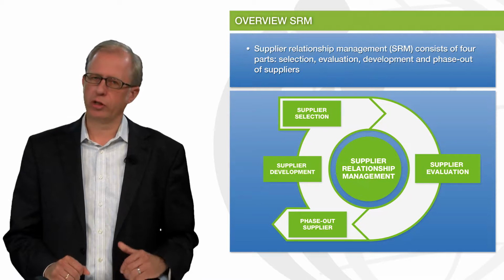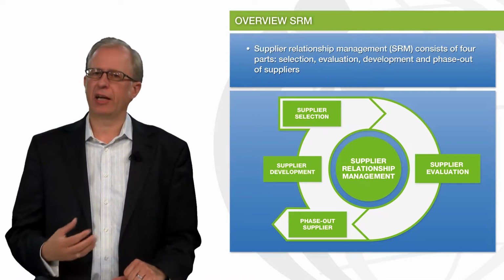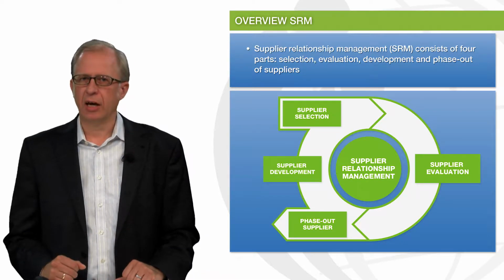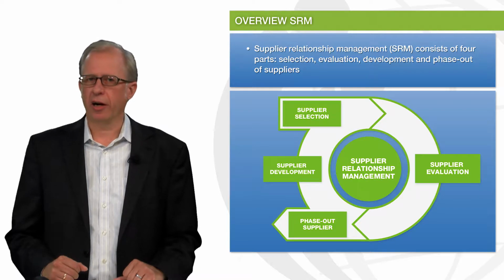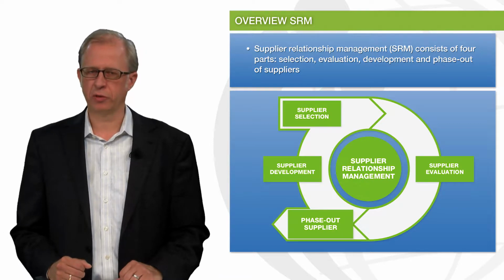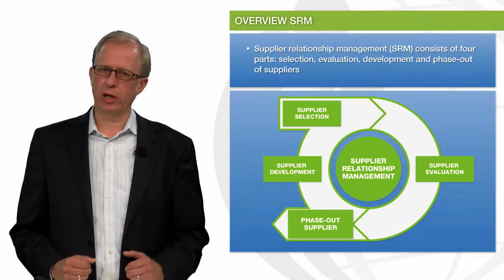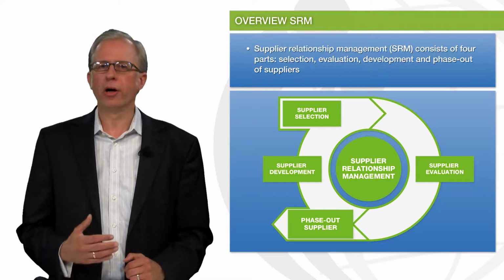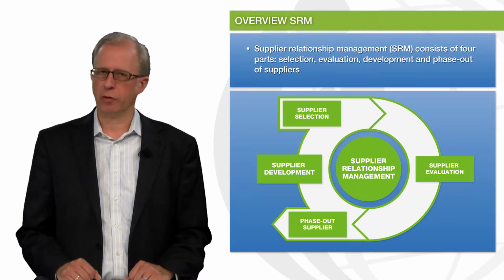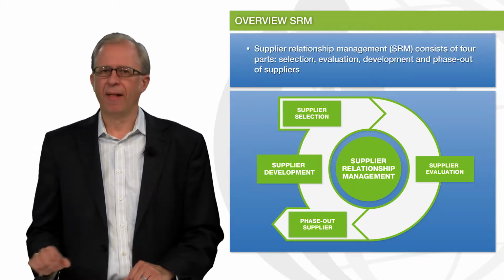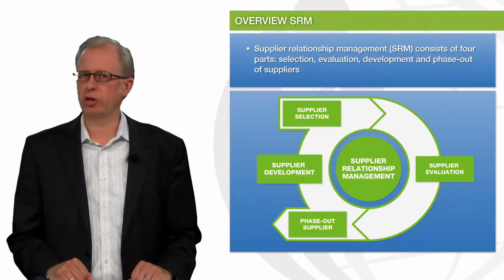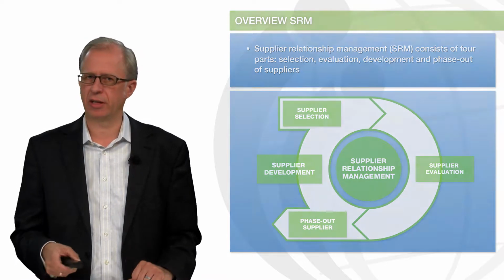Supplier evaluation. Once a supplier has been selected and is active, the results of these activities have to be evaluated. That is supplier evaluation. Possibly this leads to a phase out of the supplier, so if the supplier is really not good, or to a normal continuation of the business relationship in the future, or in between, supplier development, that is a process of improving the supplier. Now let's look in detail at each of these three steps: supplier evaluation, supplier development, and eventually phase out.